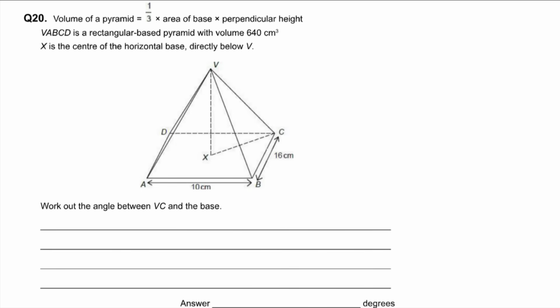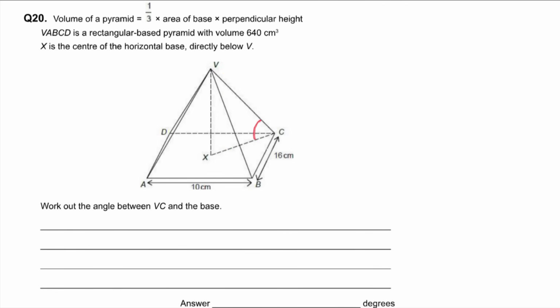Question 20, the volume of a pyramid is 1/3 of its area of its base times its perpendicular height. VABCD is a rectangular based pyramid with volume 640 centimeters cubed. X is the center of the horizontal base directly below V. Work out the angle between VC and the base. So the angle between VC and the base, we're talking about that angle there, aren't we? Between that edge VC and the line XC. That's the angle that we're looking for.